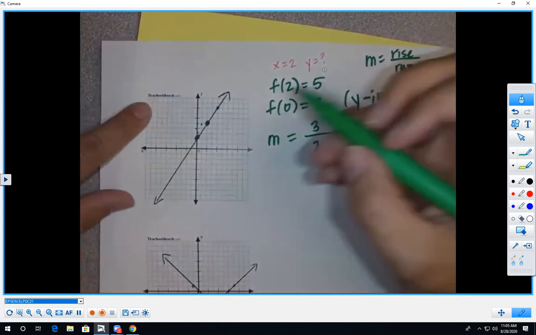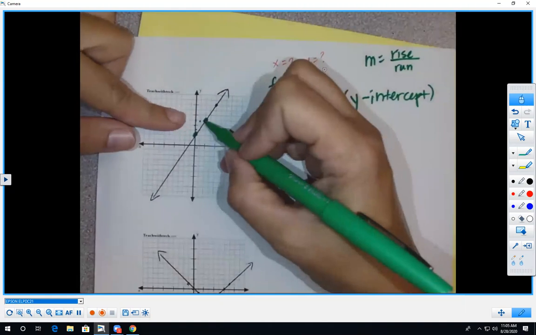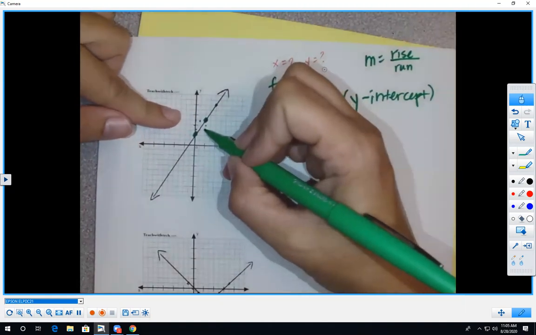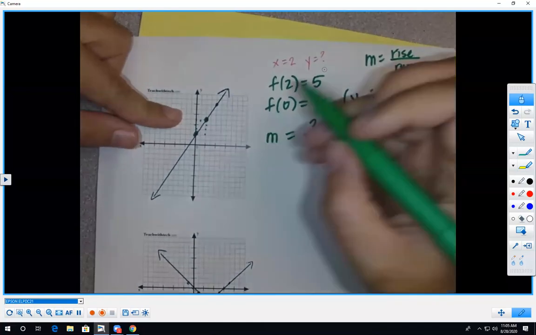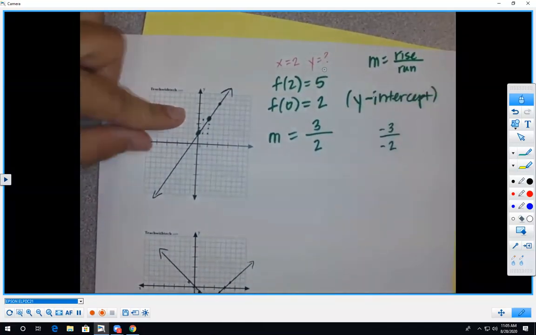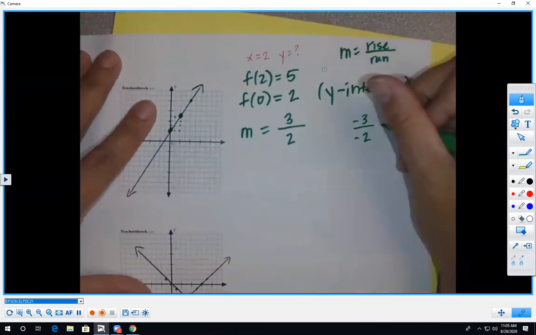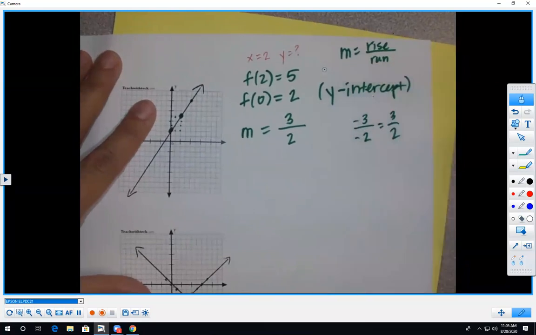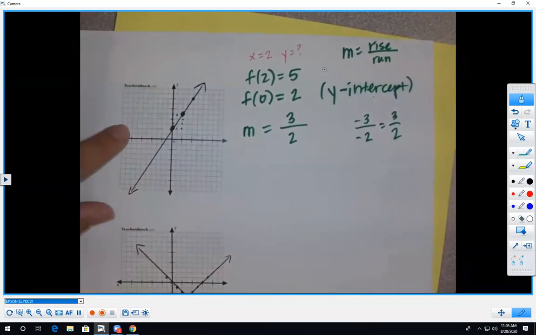Okay, you could also go the opposite direction. If you started on the top and went to the bottom, the other way to do it is I went down 1, 2, 3. So that would be like negative 3 on top. I went to the left 1, 2. So that would be a negative 2 on bottom. And what's a negative divided by a negative? A positive. So it would still be 3 over 2. Okay, so it actually doesn't matter which way you go. You'll get the same answer either way.